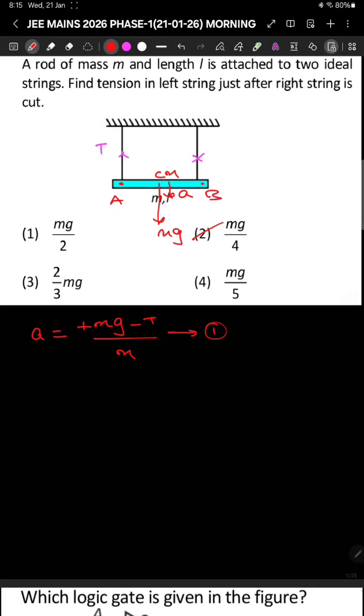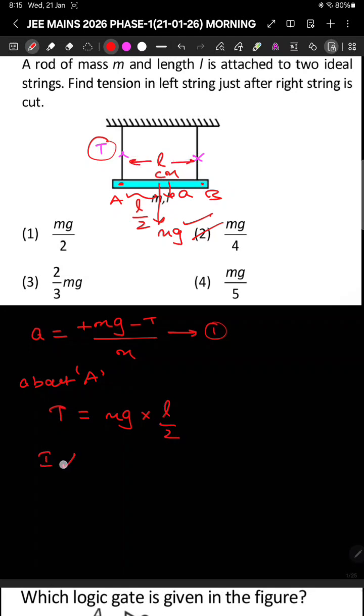Let us apply the torque concept about A. Let us assume AB is the length of the rod. About A, apply the torque formula. This force passes through A, so its torque will be 0. So you will have torque only due to the mg part. The torque formula will be mg into the perpendicular distance. This distance becomes L by 2, where L is the total length of the rod.